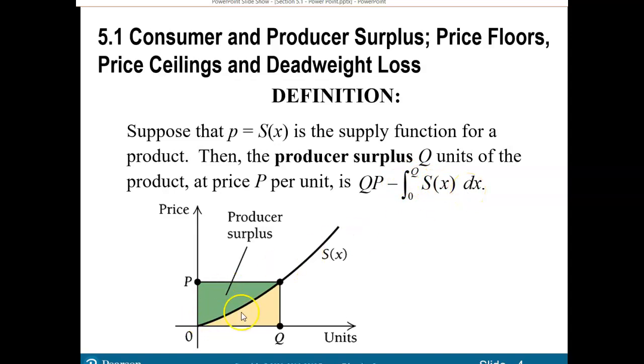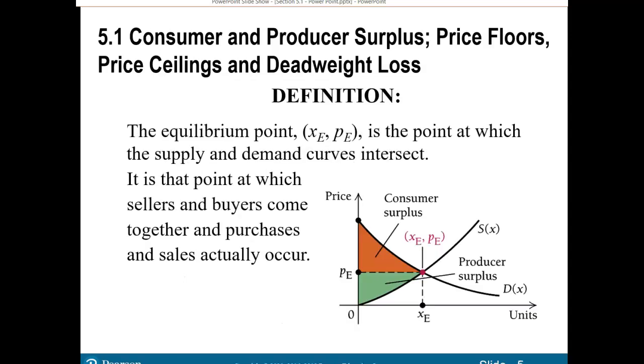Your supply function will typically be an increasing function. The ordered pair (Q, P), at Q units at price P per unit, is right here on the curve. If you find the value of Q times P, that's the area of this big rectangle, and then if you subtract the definite integral from 0 to Q of your supply function, you're subtracting out this yellow area, leaving you with the green shaded region as the value of producer surplus. So in consumer surplus, you integrate your demand function and subtract QP, and in producer surplus, you take the QP and subtract the integral of your supply function.